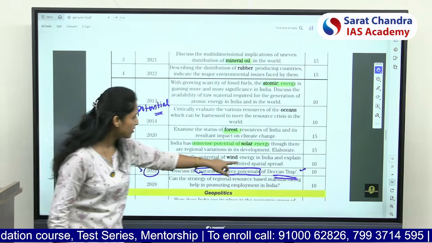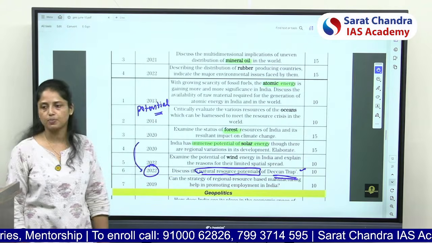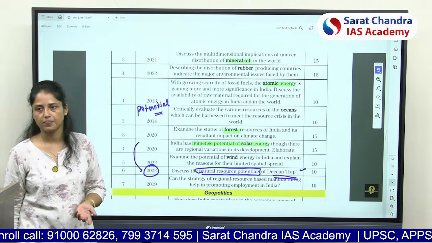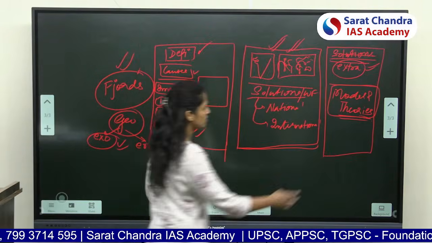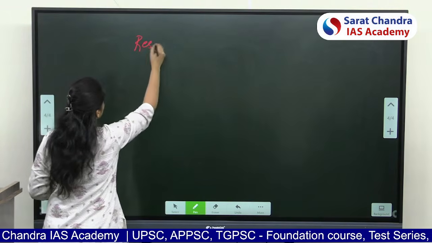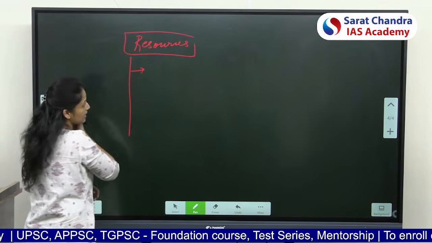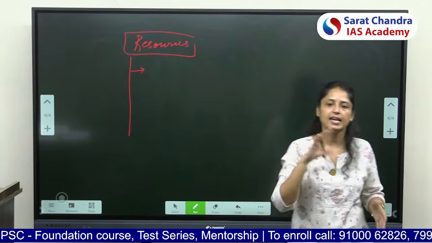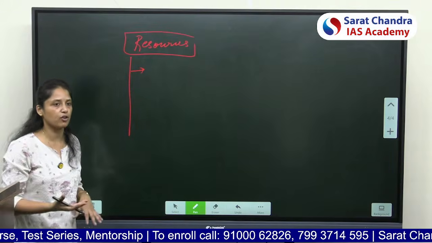Read the question after 2 years: explain the potential of wind energy in India and explain the reasons for its limited spatial spread. Just the type of energy is changed, the question remains the same. So what will be the conclusion for us whenever we are preparing this topic of resources? First of all, you have to read about all the resources which are available in India and in the world.